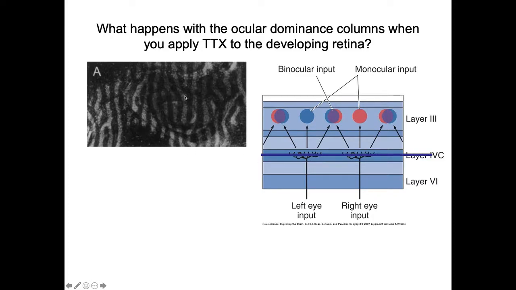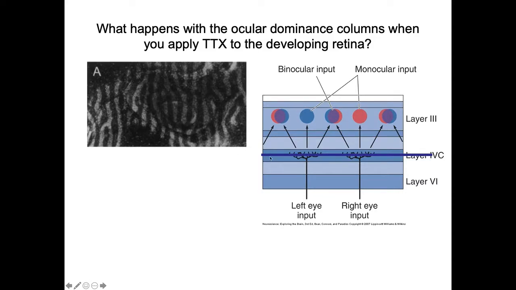So these are inputs that are coming in from either the left side or the right side of the eye. And so if you block input into the developing retina, so the retina is not able to fire as much, you lose these stripes. So what are the stripes representing?